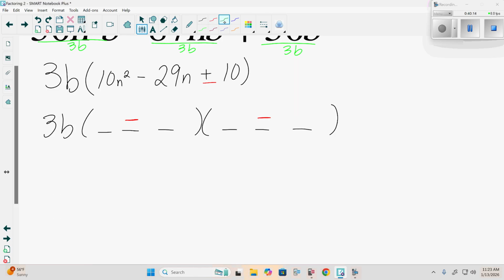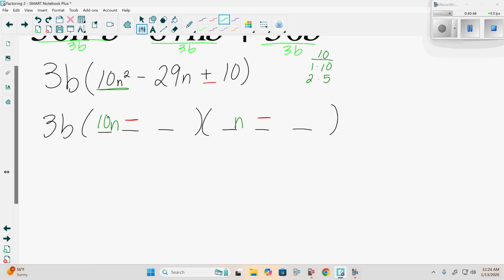Factors of the first term. So we have 10n squared, yes? So what are the factors of n squared? N and n, yes? And because of multiplication, we can look at the factors separately. We don't have to do it all at once. Factors of 10. 1 and 10. 2 and 5. Which one do we want to try first? 10 and 1? 10 and 1.